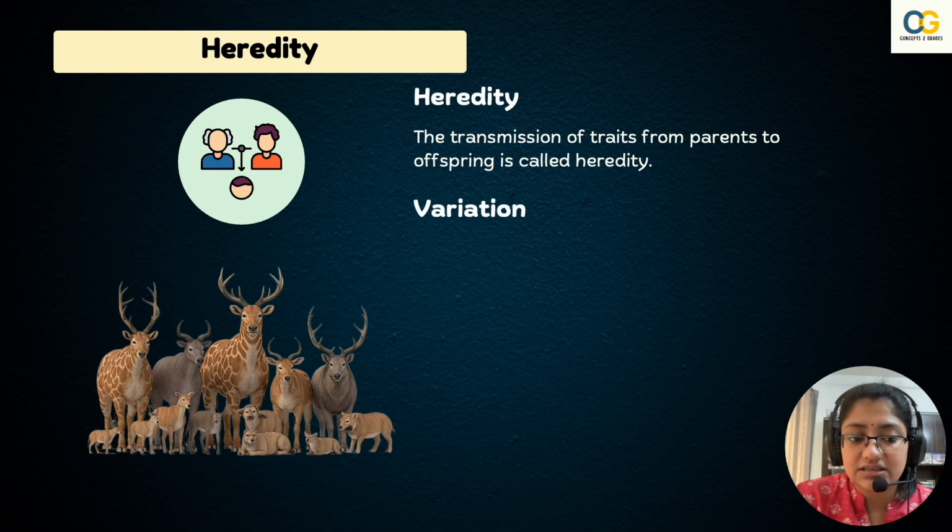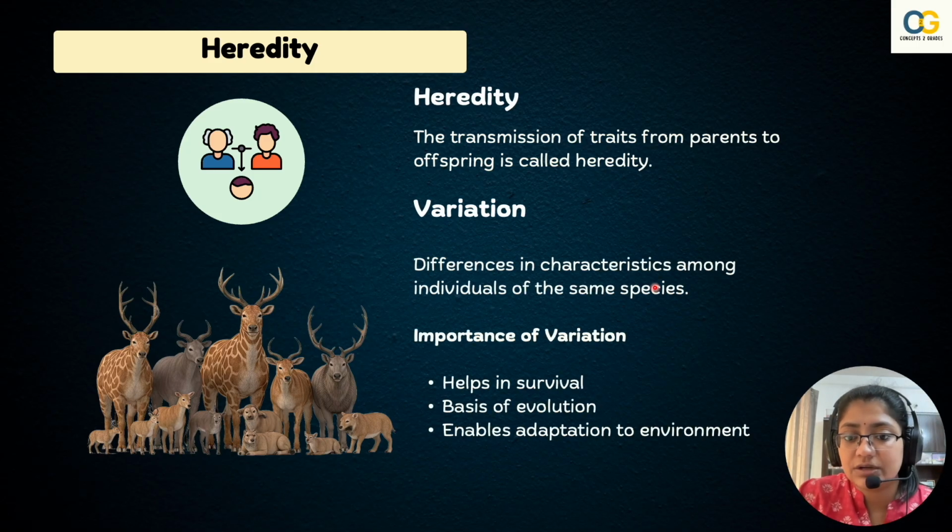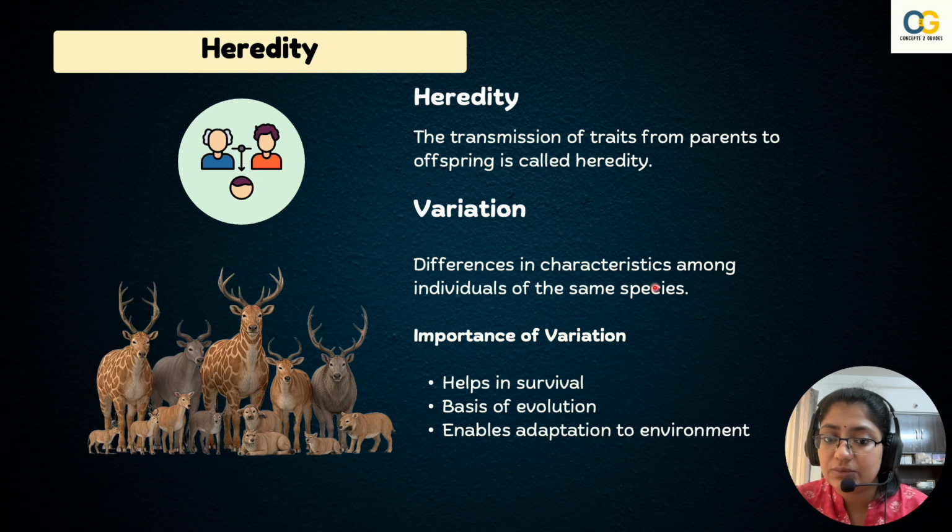So this variation can occur. It's the same deer, but there are multiple variations of the same deer. That happens because it is a necessary part of evolution. There are differences in characteristics among individuals of the same species, and it is important because it helps in survival, and this is the basis of evolution, and it helps in adaptation to the new environment. So variation is an important concept.